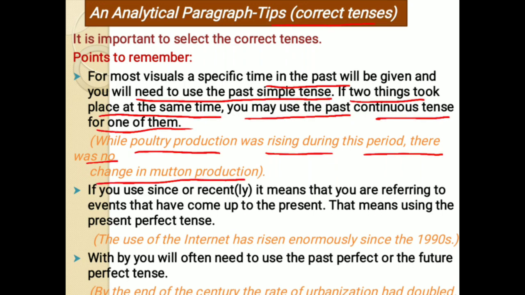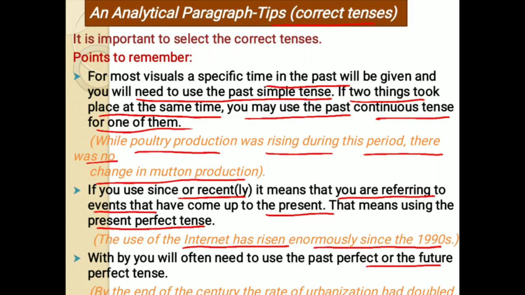Point number 2, if you use since or recently, it means that you are referring to events that have come up to the present. That means using the present perfect tense. Say for example, the use of the internet has risen enormously since the 1990s. With by, you will often need to use the past perfect or the future perfect tense. Say for example, by the end of the century, the rate of urbanization had doubled.